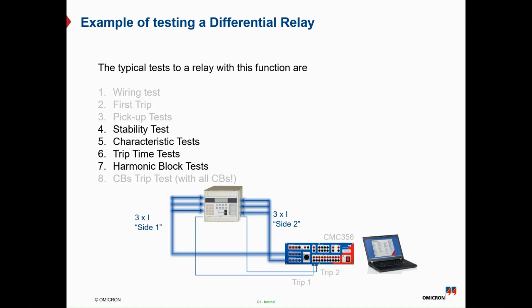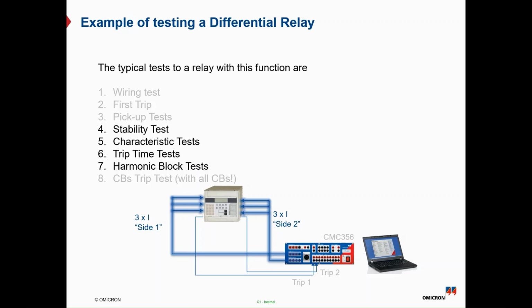And number 5 is the characteristic test for checking the operating characteristic of the differential using two ways, either by shot or by search. And we have a trip time test to check the tripping time of the differential function, which is supposed to be instantaneous. And number 7, the harmonic block or the harmonic restraint test for the second harmonic and the fifth harmonic. And we will take a demo of all of this on the practical demo board.